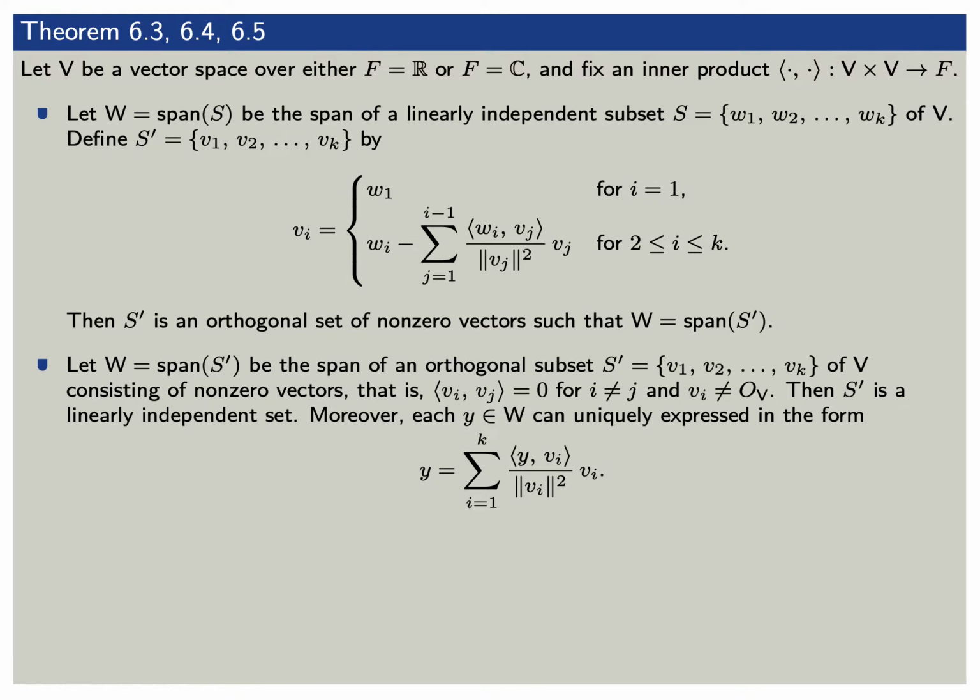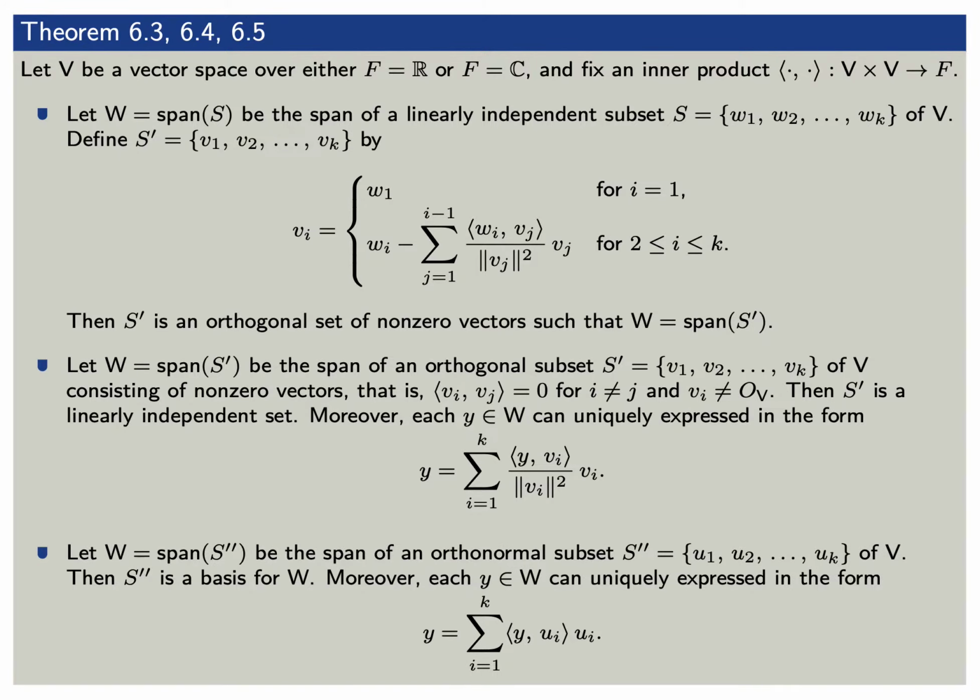Now say that W is the span of some orthogonal set S prime. Then S prime is a linearly independent set, and every vector y in this subspace W can be expressed uniquely as you see here on your screen. The point is that even though the V sub i's form a basis for our set W, the more important statement is that we can actually find the scalars which give us the linear combination. In this case, those scalars are just the ratio of the inner product of y with Vi divided by the inner product of Vi with itself.